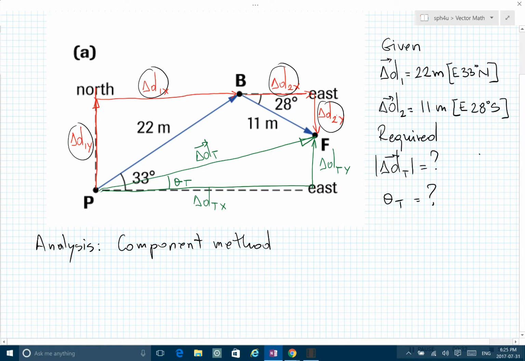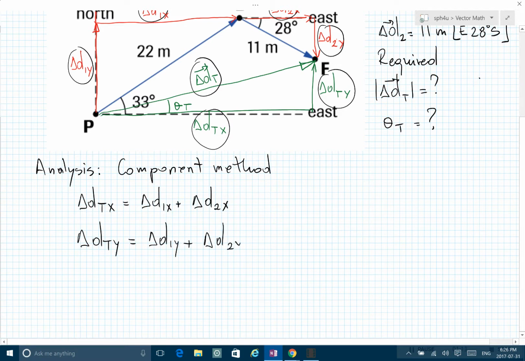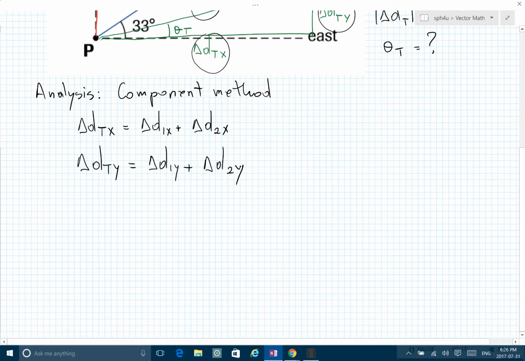We don't need to do this when we actually solve the problems. And I did the same with the vector sum, or the total displacement in this case. Here is the x and here's a y component. And as you can see, when we use the component method, we can see from the diagram that delta dtx is equal to delta d1x plus delta d2x, and delta dty is equal to delta d1y plus delta d2y.